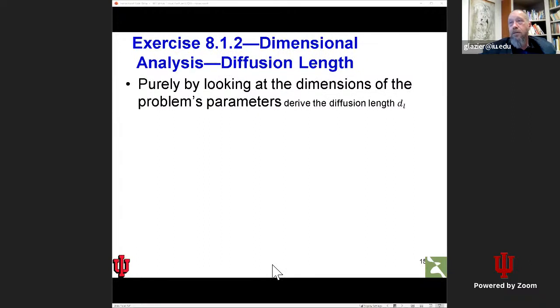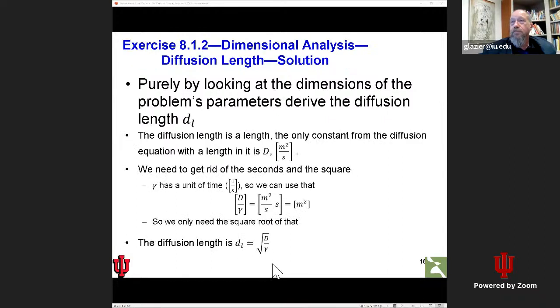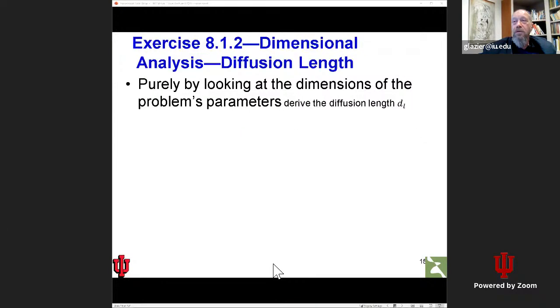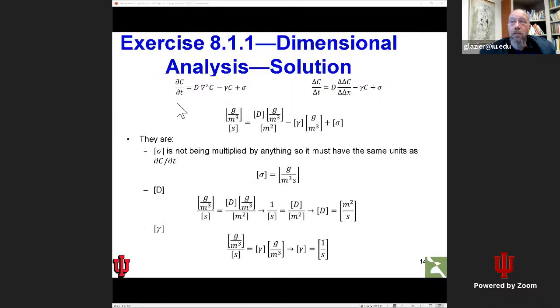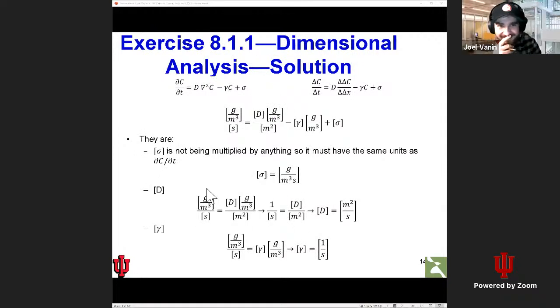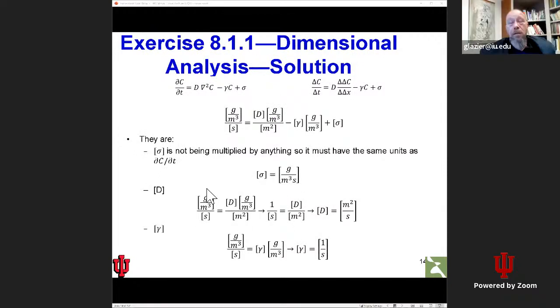Okay. So now I want you to derive the diffusion length. And so I splashed the result. You've already seen the diffusion length, the answer, but let's come back to that. I want to know, looking at this equation, how far a chemical can get.